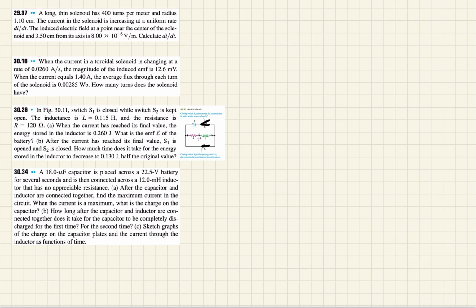Okay. Last problem here. This is an LC circuit. An 18 microfarad capacitor is placed across a 22.5 volt battery for several seconds and then is connected to a 12.0 millihenry inductor. Inductor, capacitor, that's it. We know that this capacitor is completely charged, because it was just connected to a battery and then removed. That's the entire reason it was connected to a battery.